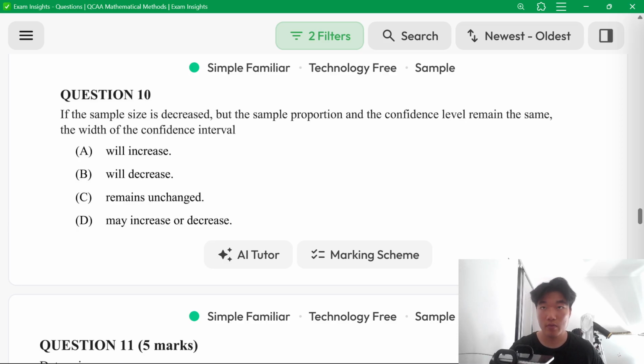If the sample size decreased, but the sample proportion and the confidence level remain the same, the width of the confidence interval.